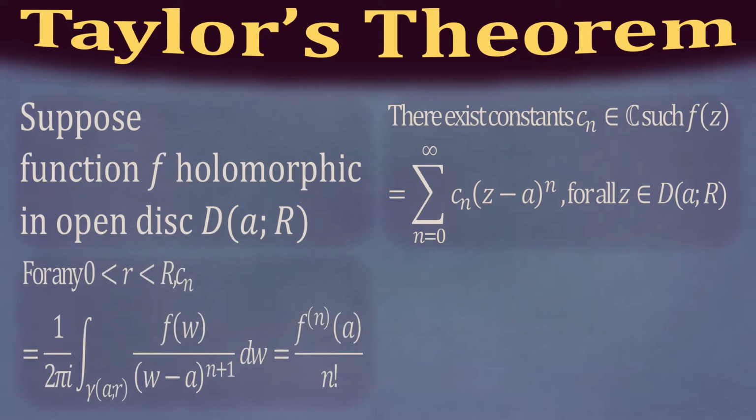Moreover, for any r between 0 and R, we have that Cn is equal to 1 over 2 pi i times the integral over gamma of a and r of f of w divided by w minus a to the n plus 1 dw, which is equal to the nth derivative of f at a divided by n factorial.